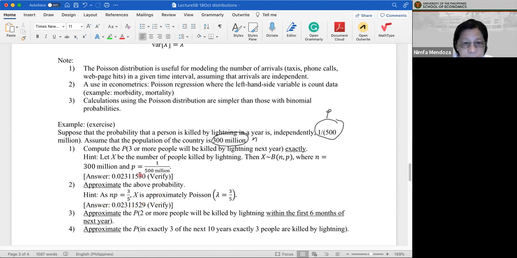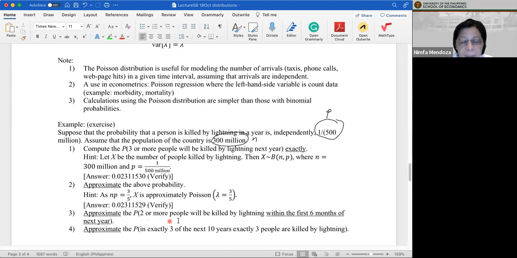Okay. So note that this is the exact probability and this is the approximate probability using the Poisson distribution. Note that the Poisson gives a relatively good approximation because the number of trials is quite large and P is quite small.